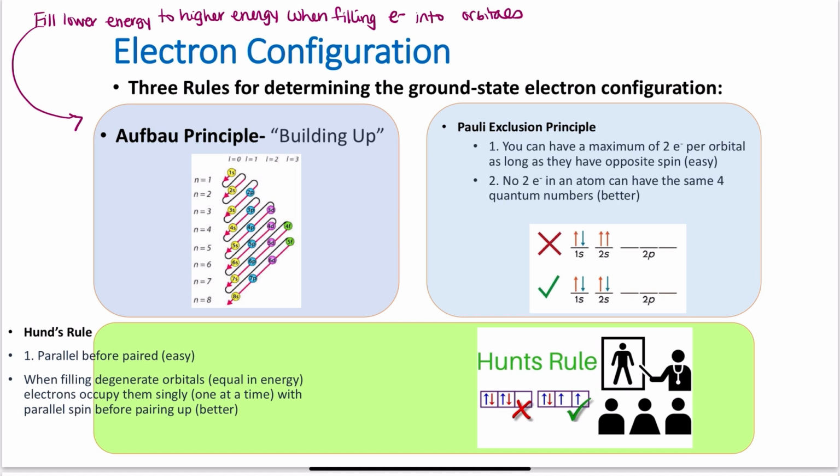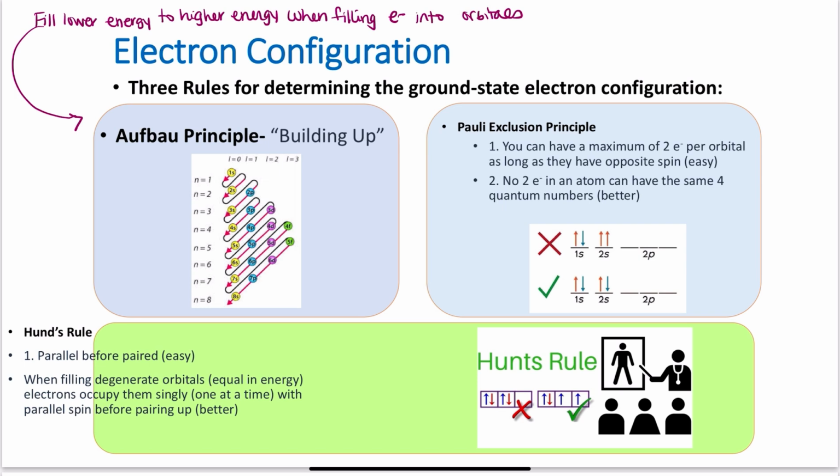We also have the Pauli exclusion principle. The easy way of saying it is that you can have a maximum of 2 electrons per orbital as long as they have opposite spin. The more correct way to say it is that no 2 electrons in an atom can have the same 4 quantum numbers. Students aren't real big fans of quantum numbers. I know we've already talked about them in the previous chapter in the Module 8 series, but we're going to start applying them more in this chapter, and hopefully they'll make a little more sense.